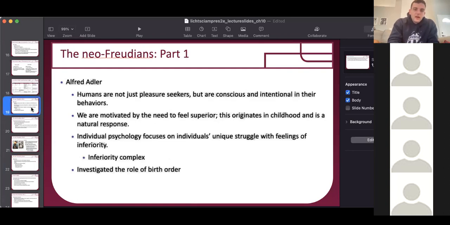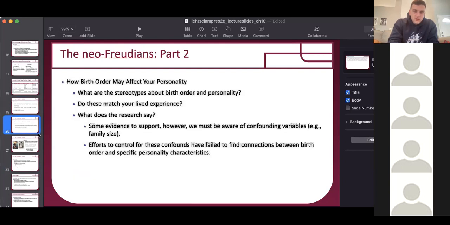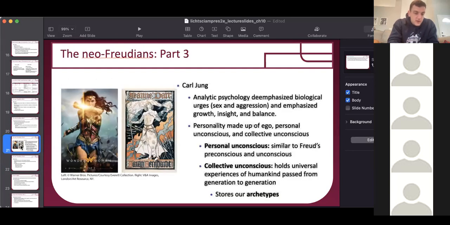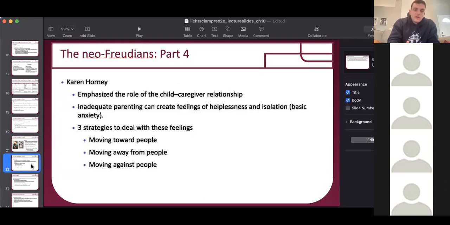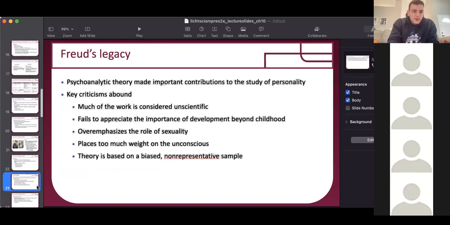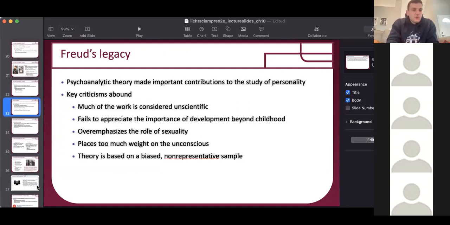So just to recap: Adler, birth order; Jung talking about collective unconscious; Horney talking about the child caregiver relationship. All right, so now we are all the way down to our boy Sigmund and his legacy. Okay, so it is a complicated legacy. Psychoanalytic theory, which is Freud's theory, made important contributions to the study of personality. That much is kind of hard to argue, because we're still talking about it 120 years later.